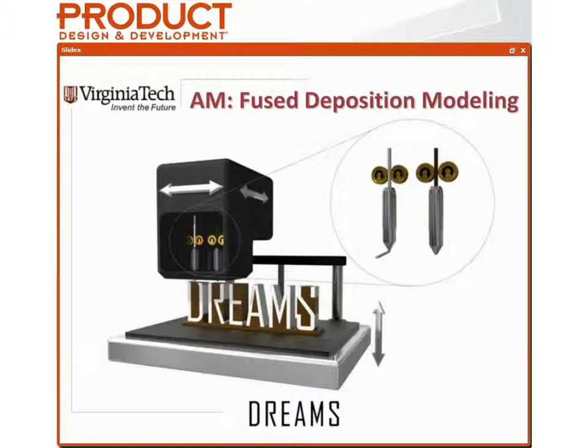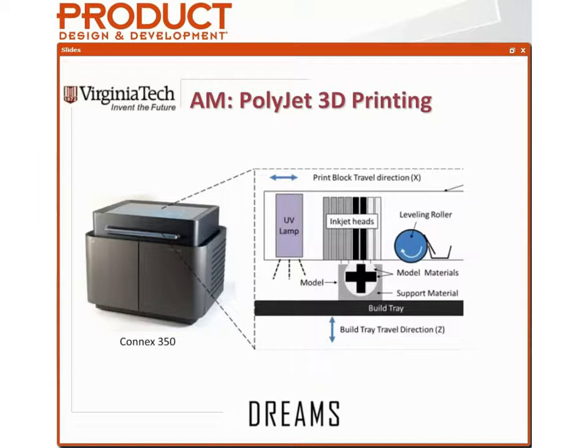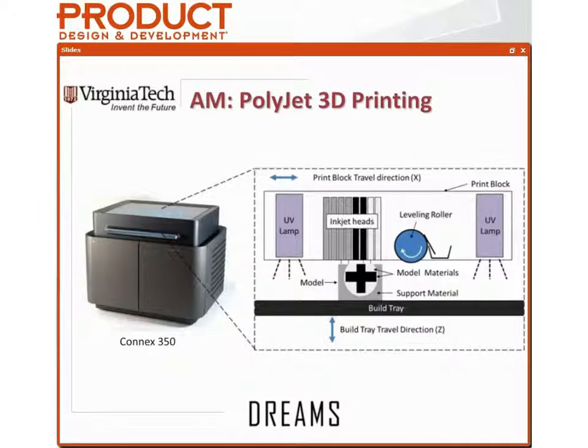Now, another additive manufacturing technology is the Stratasys PolyJet 3D printing technology. And again, same idea. We take a model, we slice it, we build it layer by layer from the bottom to the top. But instead of extruding a molten thermoplastic, in this case, the technology is actually inkjet printing a photopolymer. Now, a photopolymer is a liquid resin that can turn solid when it's exposed to UV light.